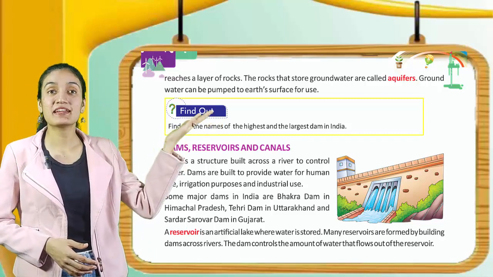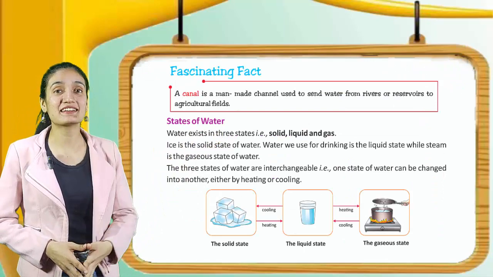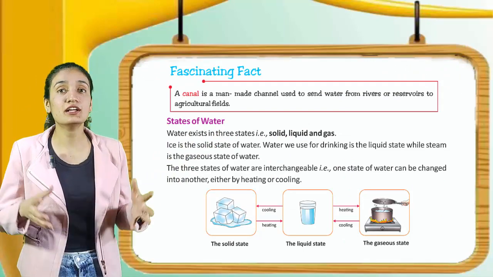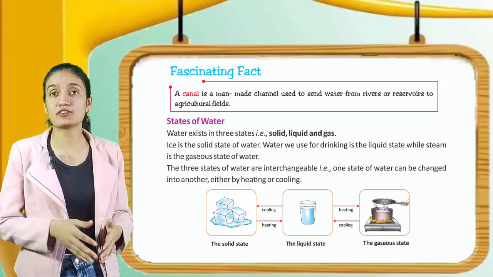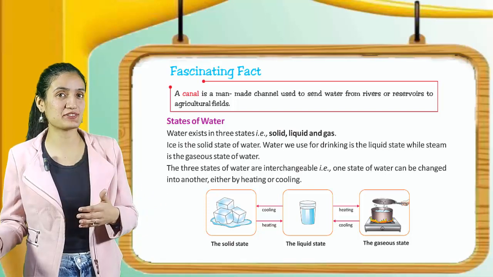You can see a dam. And now it's time for the fascinating fact. A canal is a man-made channel used to send water from rivers or reservoirs to agriculture fields.